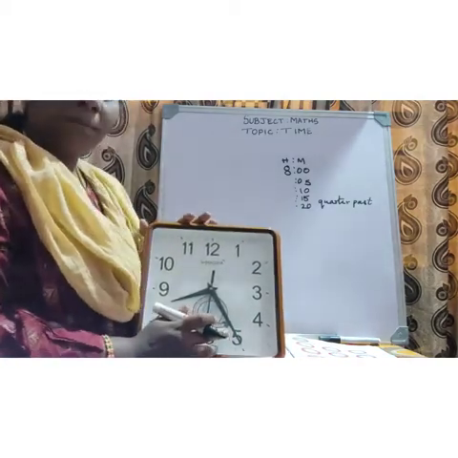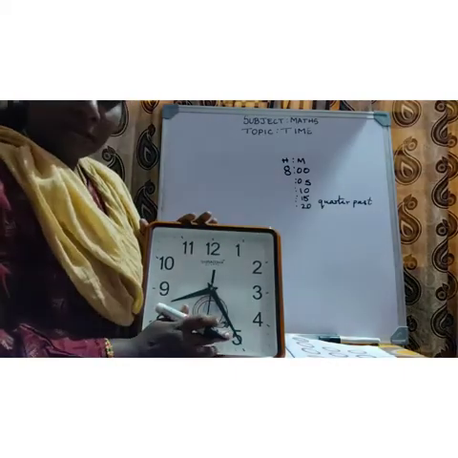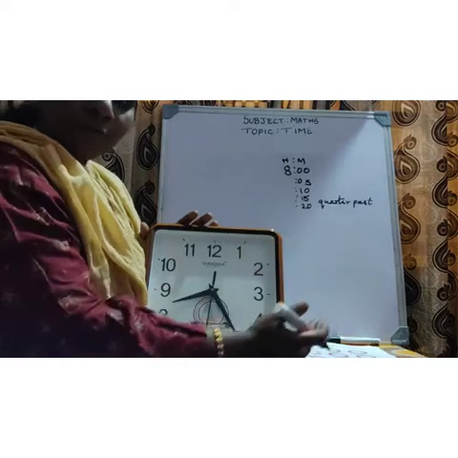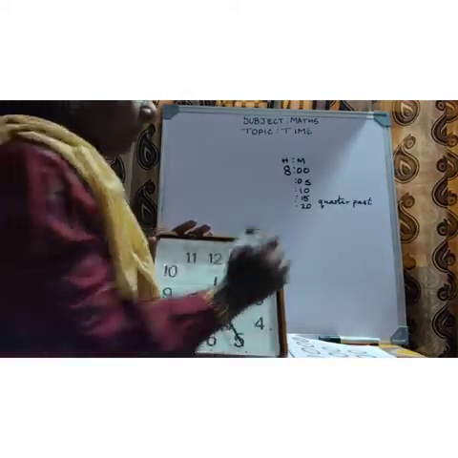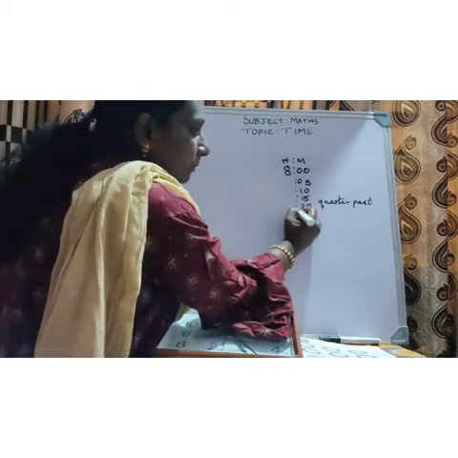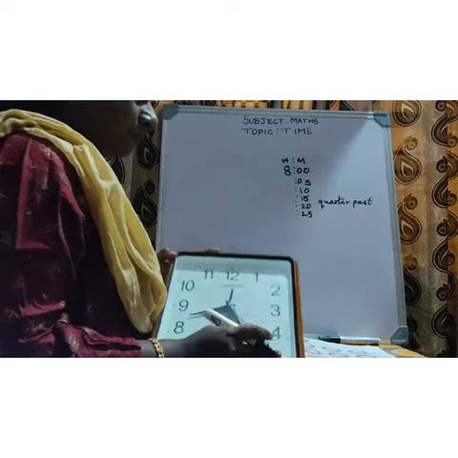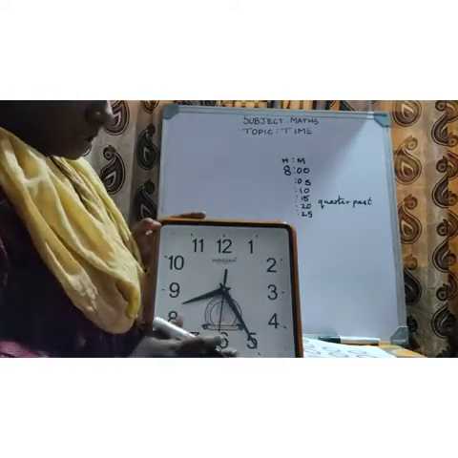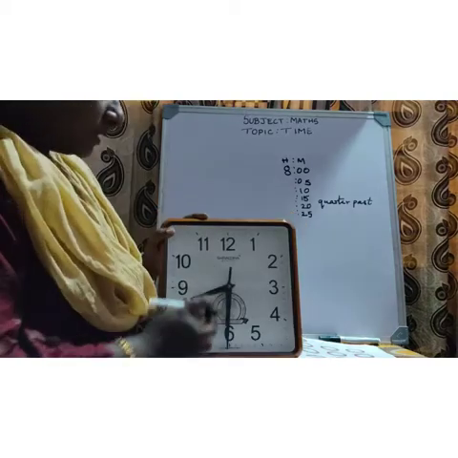Next, if the minute hand is at 5, what is the time? The time is 5 into 5. How much is it? 25 minutes. What is the time? It is 25 minutes.